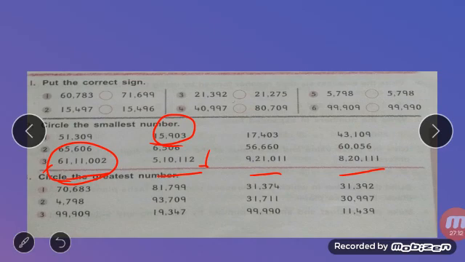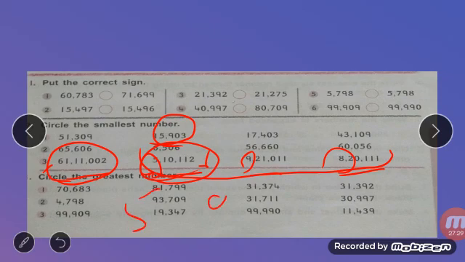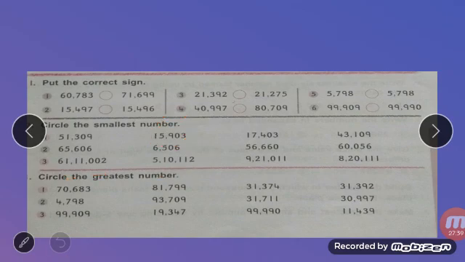Now you have to compare these 3 numbers. How will you compare? Start from this place. Here 5 is there, here 9 is there, here 8 is there. So which one is smallest? When you compared 5, 9, 8, 5 is the smallest. So this number is smallest, and you have to encircle that number. This is the smallest. Got it?